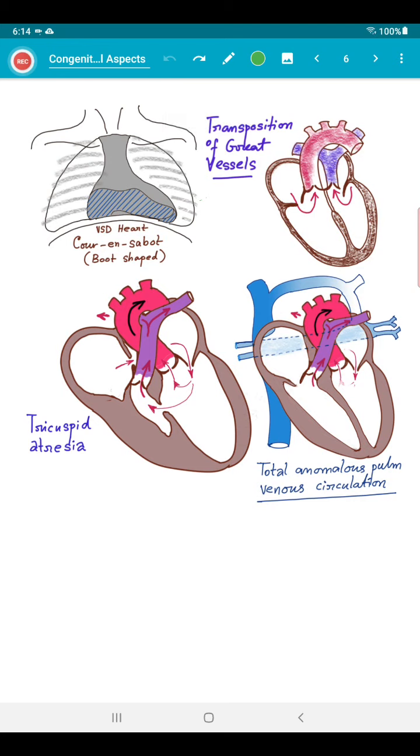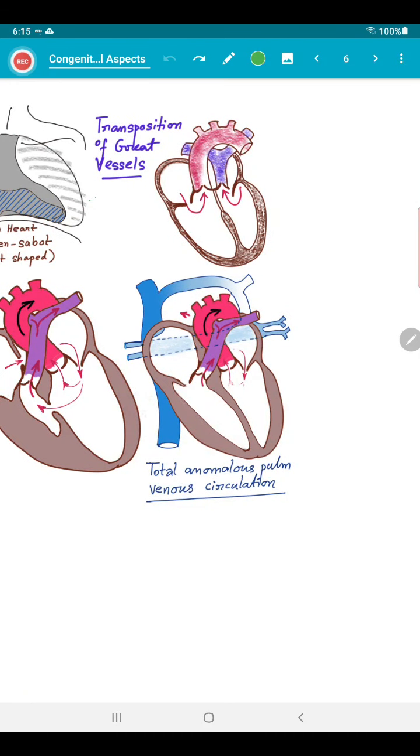Now tricuspid atresia. Here you can see the total closure of the tricuspid valve. So there is a hypoplastic right ventricle and hyperplastic left ventricle, and the direction of the flow of blood. No problem to understand. Now this is total anomalous pulmonary venous connection, TAPVC. In TAPVC, the pulmonary veins are abnormally connected with the conduit and with the right atrium. It's an anomalous connection. So this is in short.